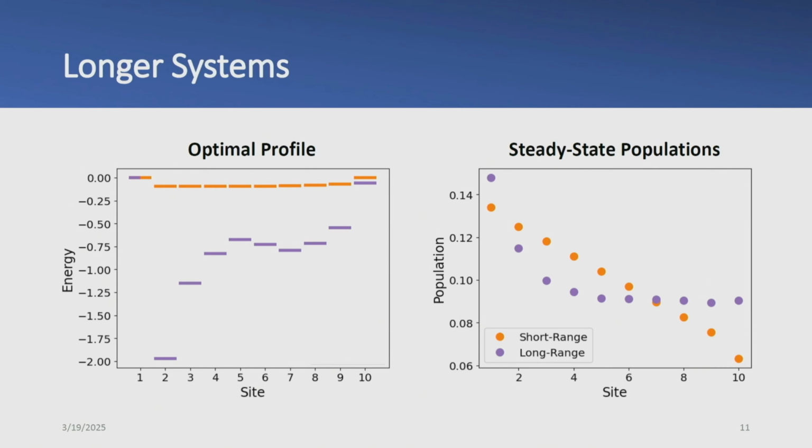You can see how there's like a local maximum here at site 5. Site 2, again, is very out of the way. And I do have a decrease in population through the system, but it's not the linear decrease that we expected.